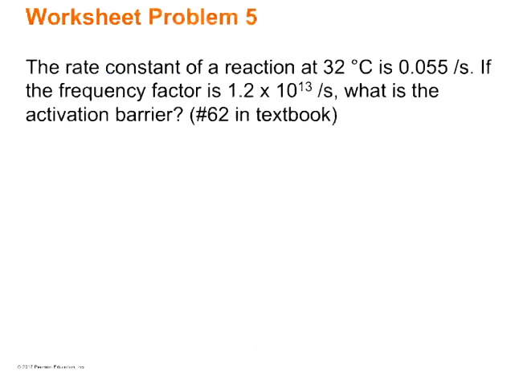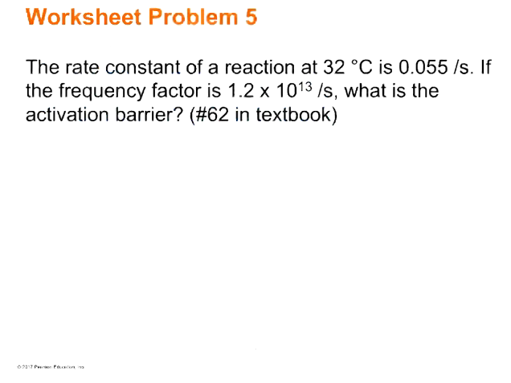Now let's work on worksheet problem 5. The rate constant of a reaction at 32 degrees Celsius is 0.055 per second. If the frequency factor is 1.2 times 10 to the 13th per second, what is the activation barrier? So what is the activation energy?